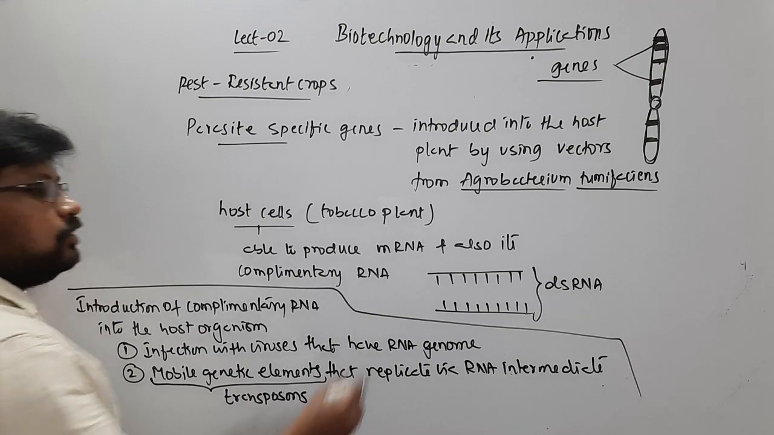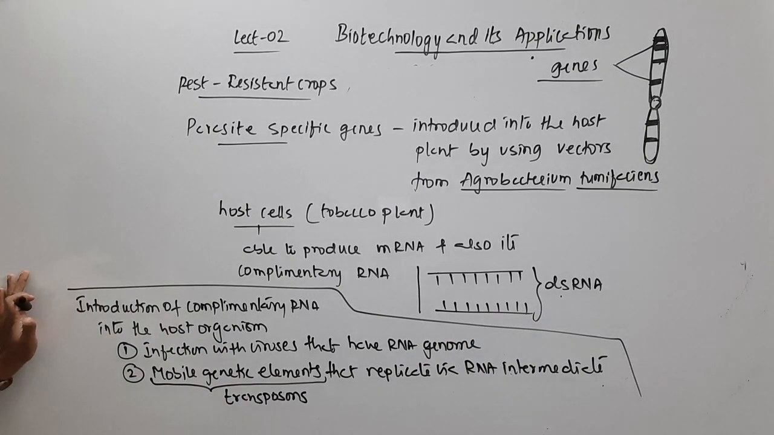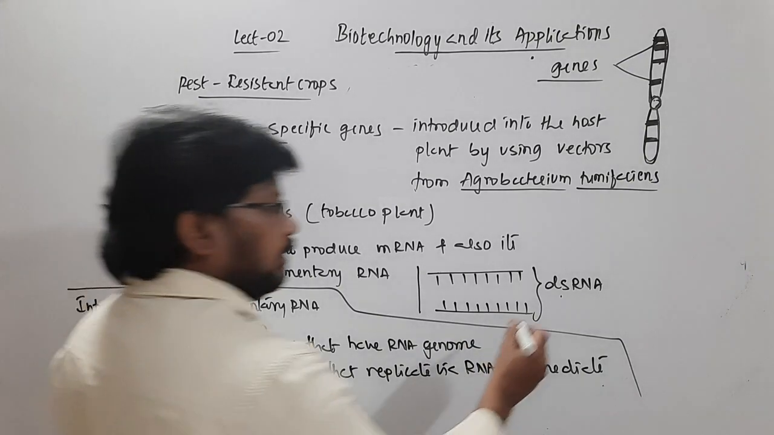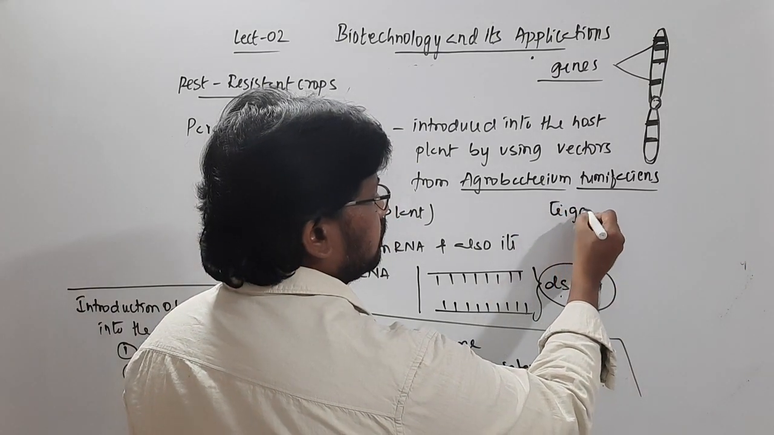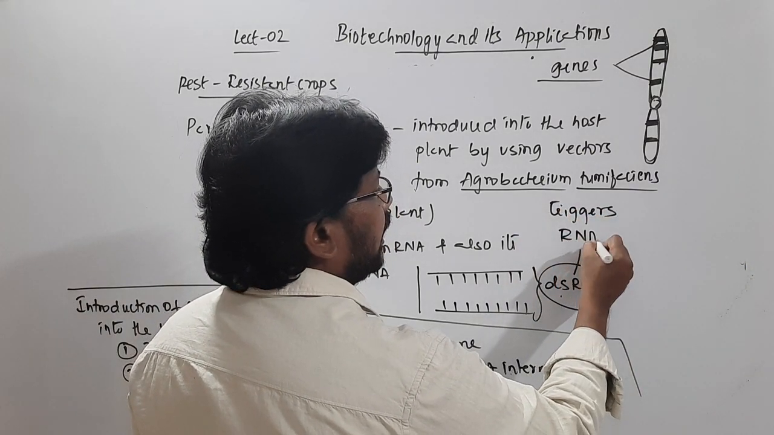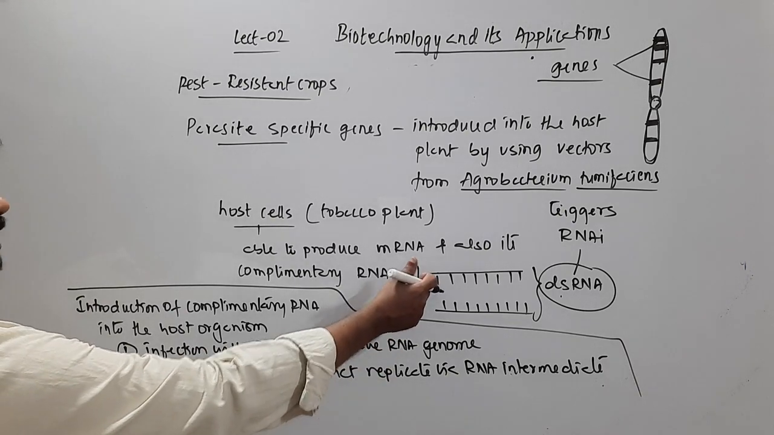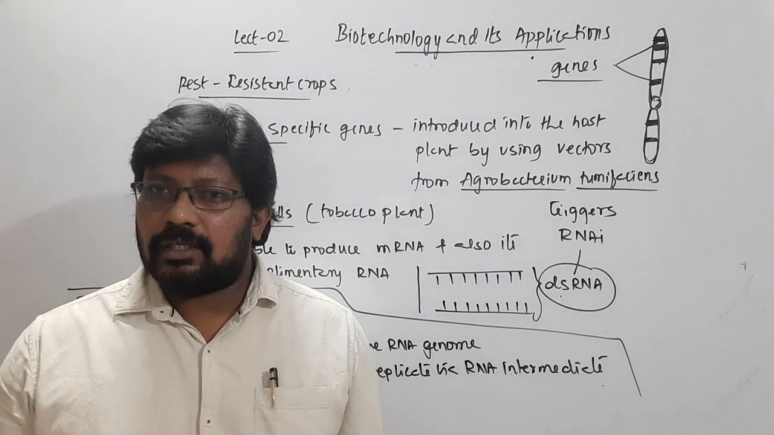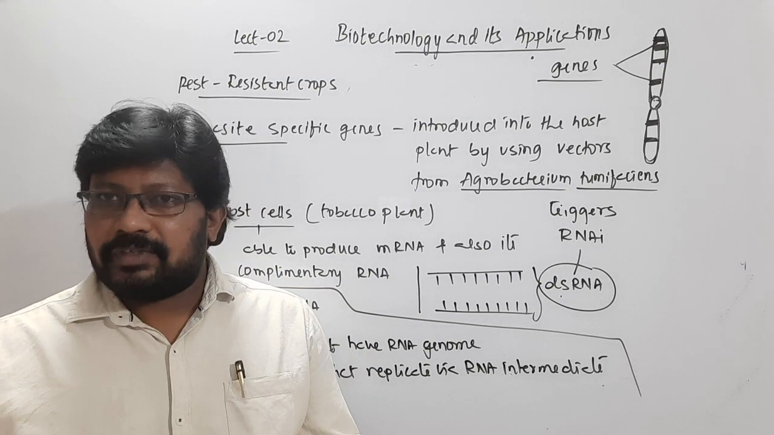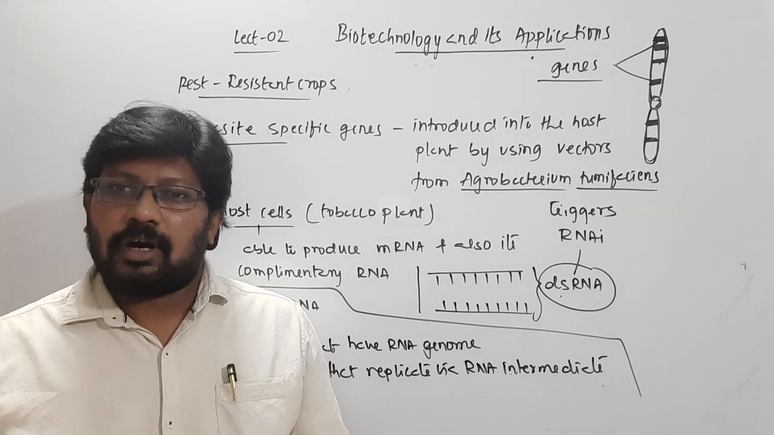And when these two are present inside the cell, it results in the formation of double-stranded RNA. The presence of the double-stranded RNA inside the cell triggers RNAi. So what happens is this mRNA will not be allowed to undergo translation, and whatever polypeptide needs to be formed from that mRNA will not be formed.